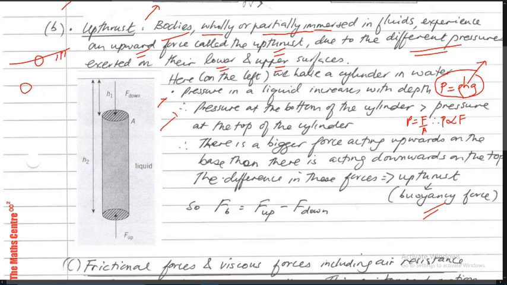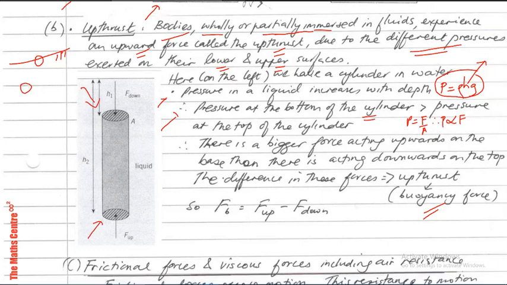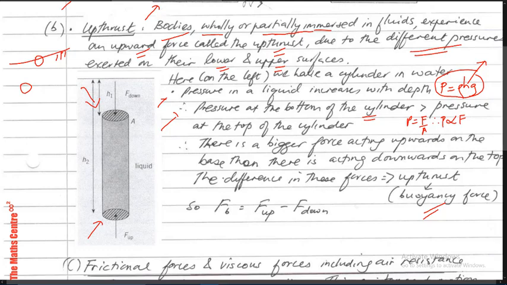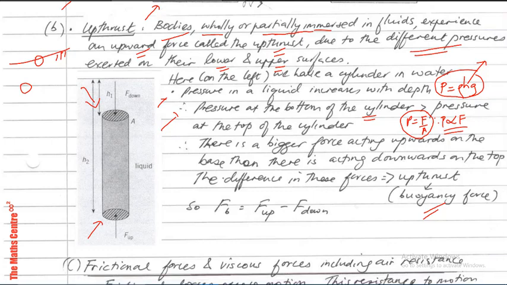So the pressure at the bottom of the cylinder here will be greater than the pressure at the top of the cylinder, because the bottom is lower than the top. Now, we know pressure equals force over area. The area is the same here, top and bottom. So we will say the pressure is proportional to the force. So if your pressure goes up, your force goes up.